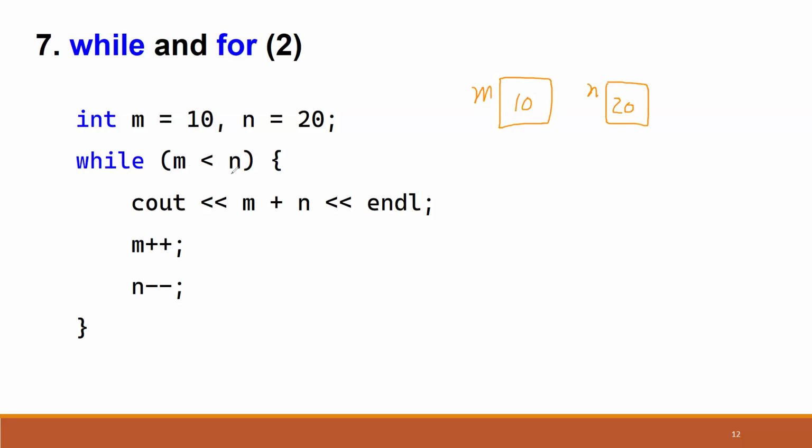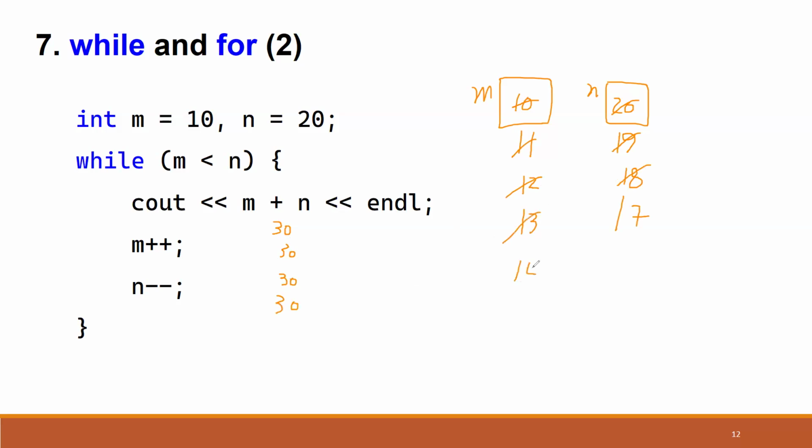Okay, if M is less than N, this is true, right? M is 14, N is 15, 5 times. Yeah, let's think about it together then. So cout, sorry, right? M is incremented by 1, N is decremented by 1. Sorry again. Incremented by 1, decremented by 1, sorry again, right?